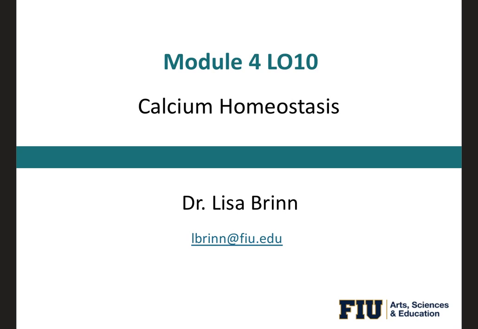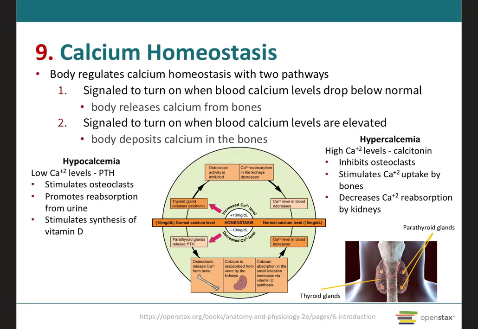This is our last learning outcome for Module 4, which is learning outcome number 10, where we will be covering calcium homeostasis. Calcium is not only the most abundant mineral in bone, but it is also the most abundant mineral in the human body. Calcium ions have several functions besides being needed for bone mineralization.